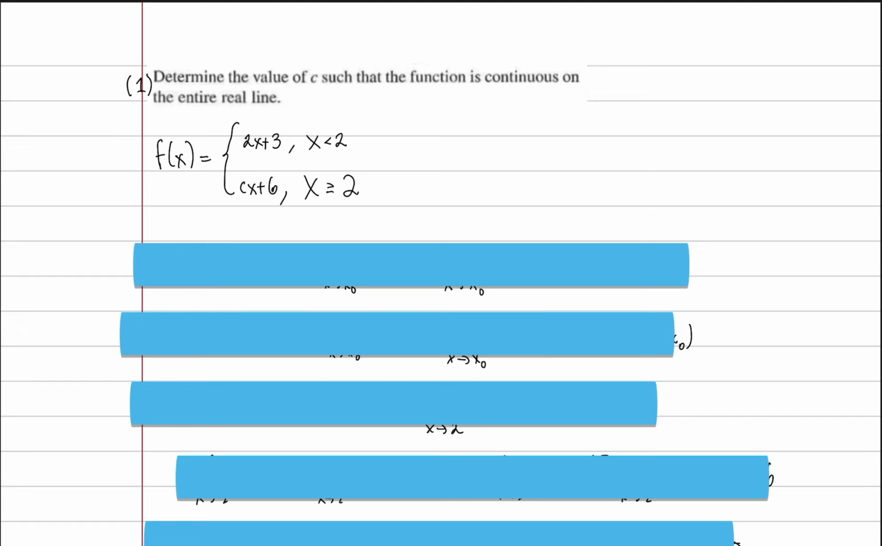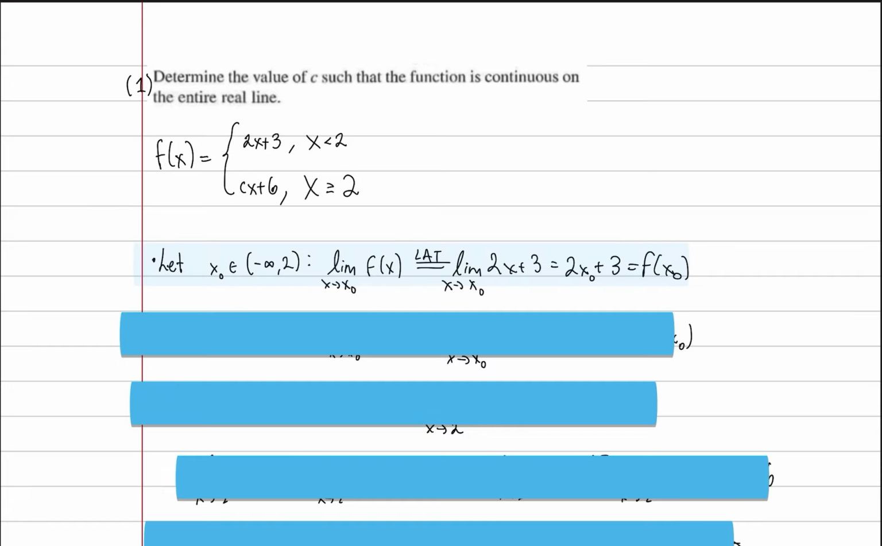So, let's think, what value of c would make this true? Now, instead of just staring at the problem and hoping that the solution will come to us, let's actually start taking things into our own hands. First, let's figure out if it could possibly be continuous for values less than 2.